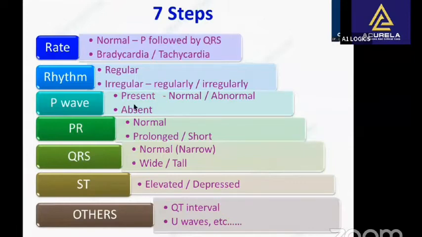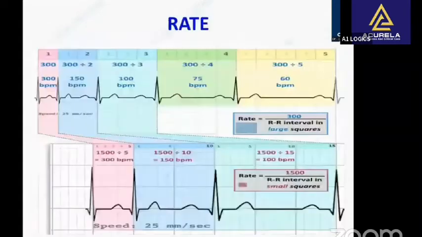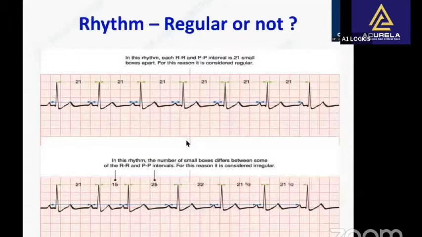The seven steps used to interpret the ECG are the rate and the rhythm, which go hand in hand, followed by the P wave, PR interval, QRS complex, ST segment, and others. So how do you determine the rate in an ECG? The rate is determined by counting the number of large boxes or small squares between two QRS complexes. With large boxes, it is 300 divided by the number of large boxes, or 1500 divided by the number of small boxes between two QRS complexes. So if there are four large boxes, the rate is 300 divided by 4, that is 75. If there are two large boxes, the rate is 150 per minute.